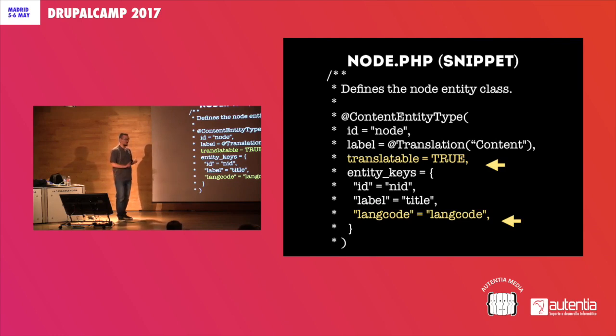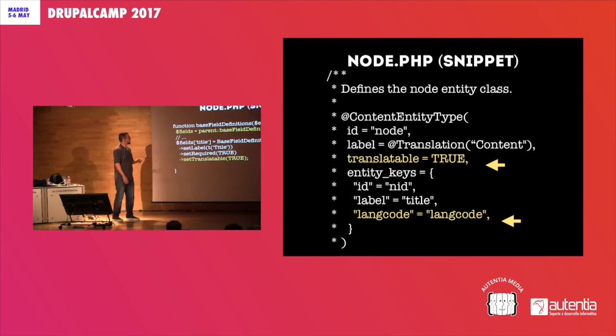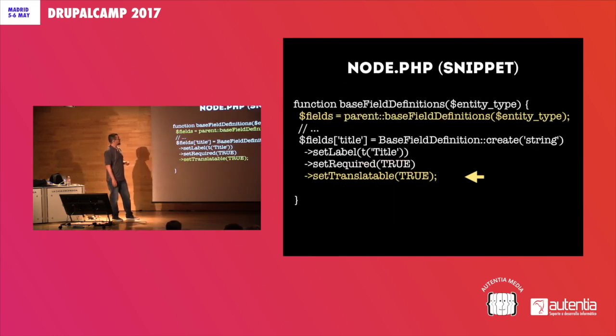So this is not making your entities translatable. This is making your site builders able to mark them as translatable in the interface. So by default, they won't be translatable. So yeah, when you have your entity, you have your baseFieldDefinitions method. If you call the parent baseFieldDefinitions, it will create the language field for you.